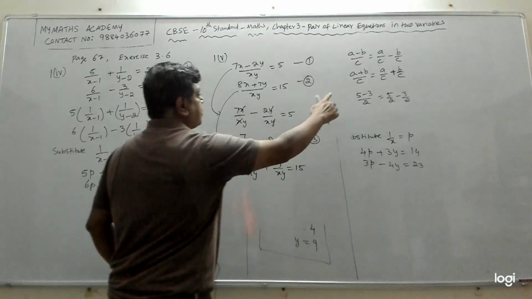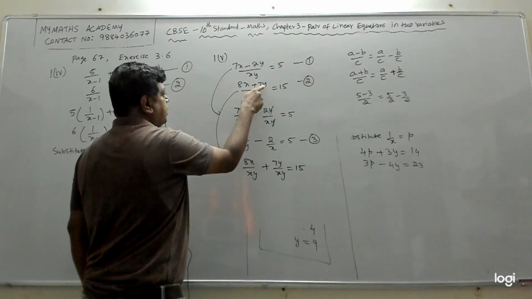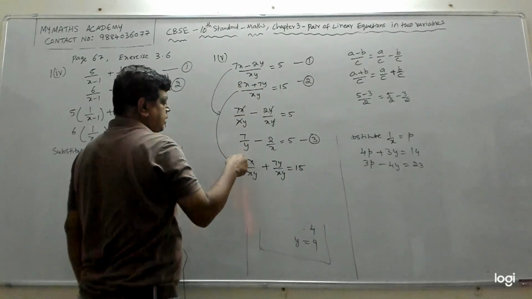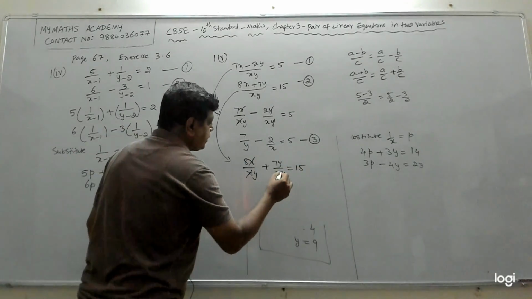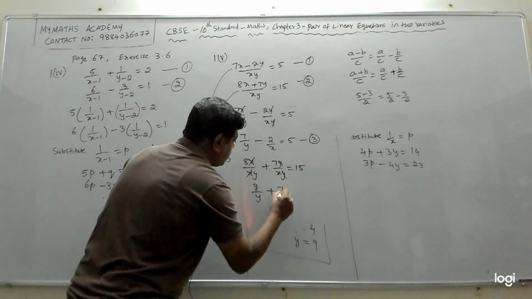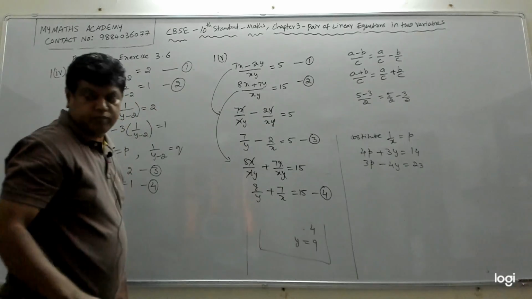I am writing like this. A plus b by c is a by c plus b by c, where this is a, this is b, and this is c, equal to 15. Now here again x will get cancelled, here y will get cancelled. You will get 8 by y plus 7 by x equal to 15. Call it the fourth equation. Clear?